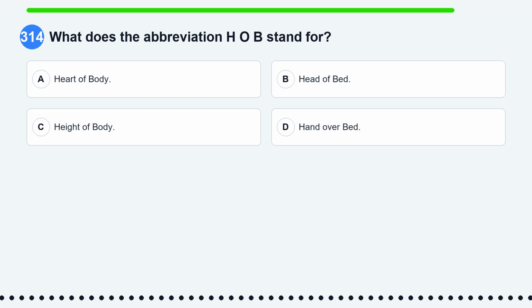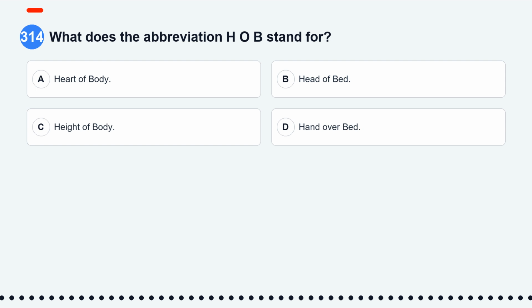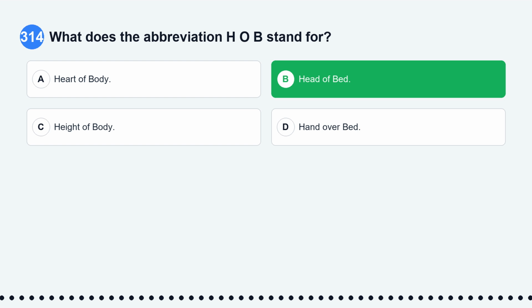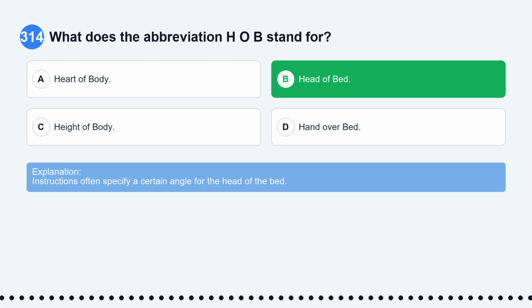Question 314. What does the abbreviation HOB stand for? Option A, heart of body. Option B, head of bed. Option C, height of body. Option D, hand over bed. The correct answer is option B, head of bed. Instructions often specify a certain angle for the head of the bed.